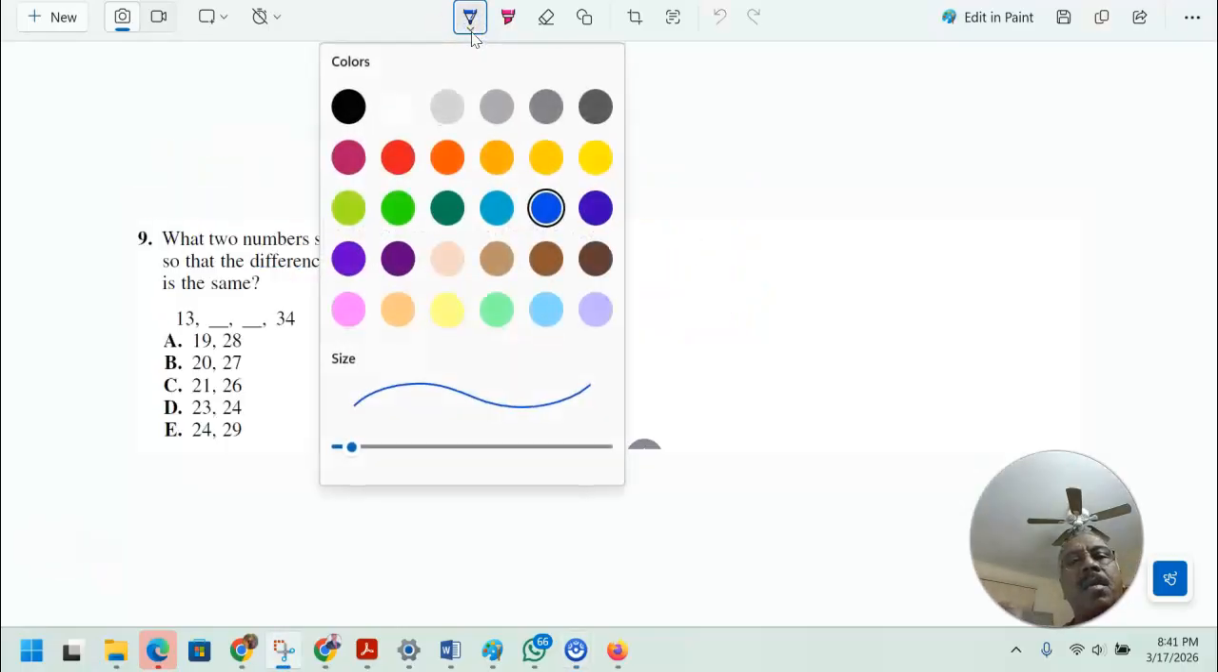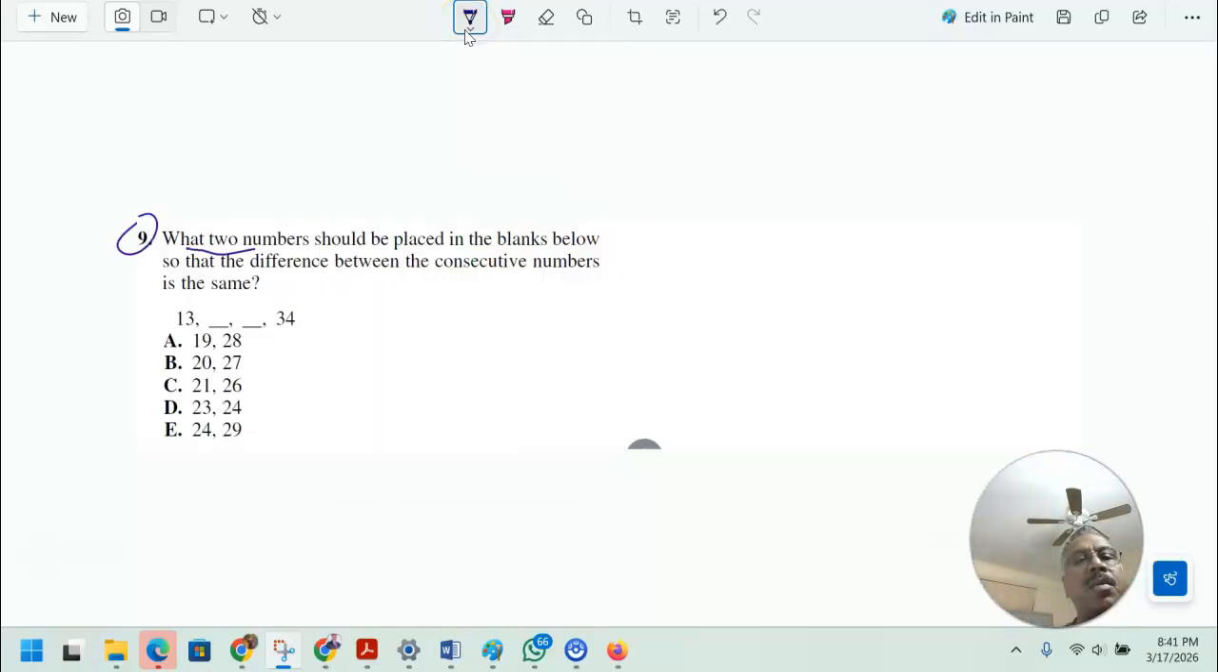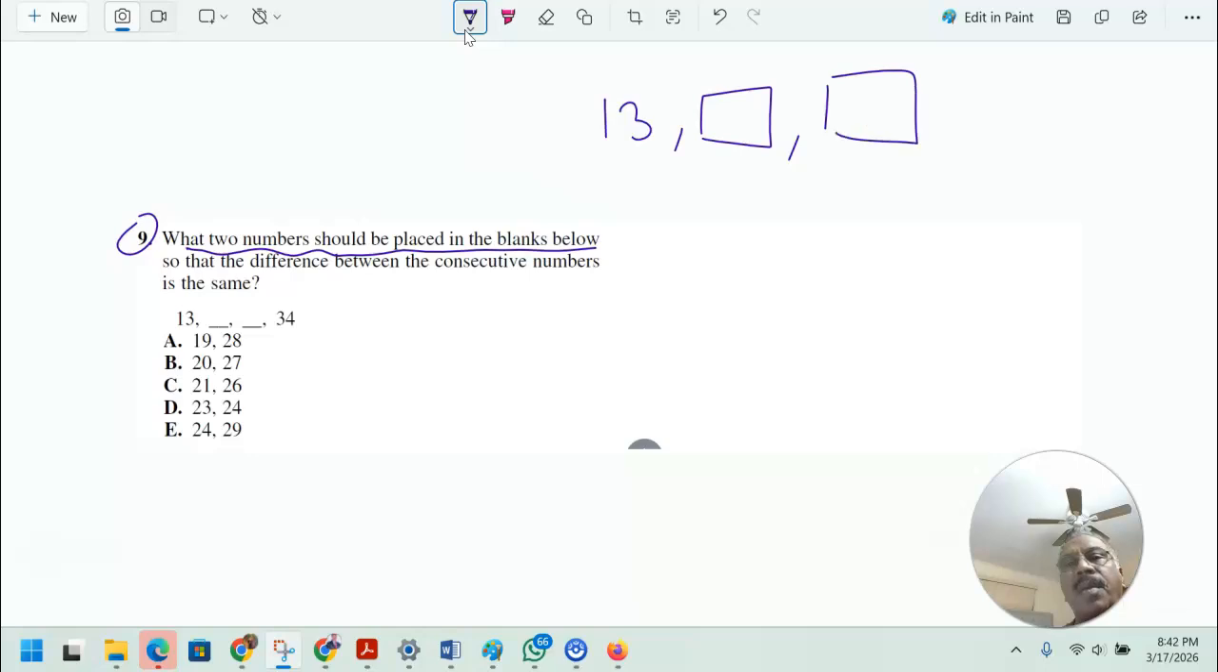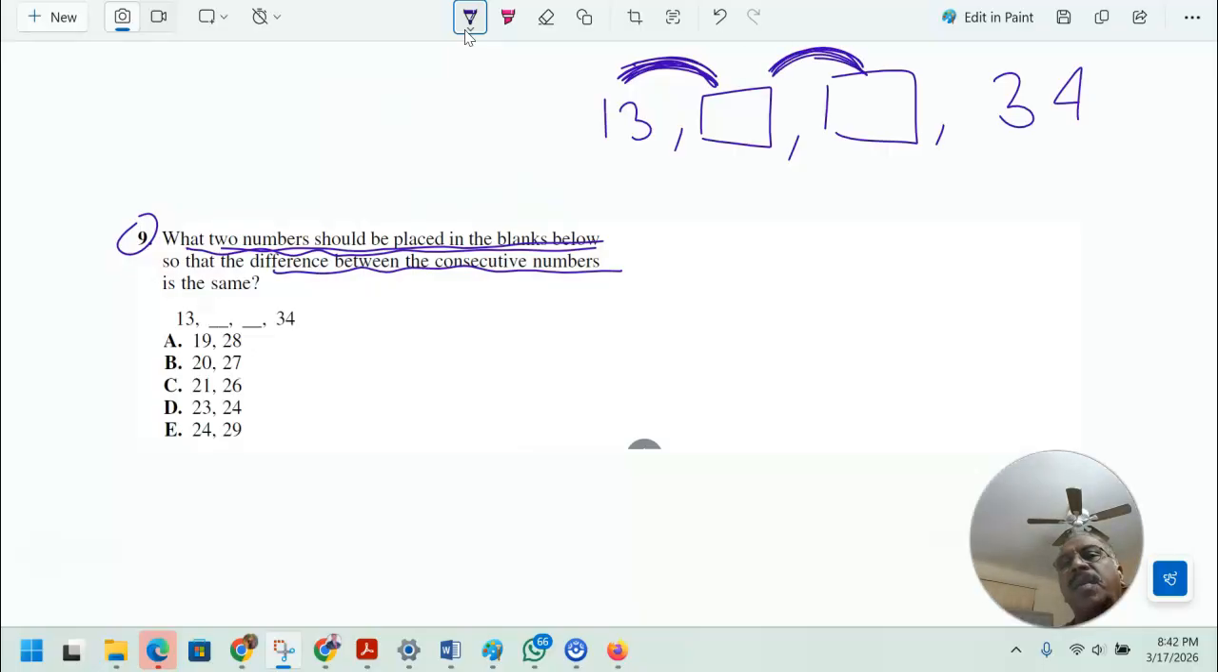Okay, so now here, the question is, what are the two numbers that should be placed in the blank? So you can see there's a 13 and we don't know what this is, and we don't know the other one, and then it gives you 34. The question says, what two numbers should be placed so that the difference between the consecutive numbers is the same. When I say consecutive, it means this and this are consecutive numbers, and the difference should be the same.